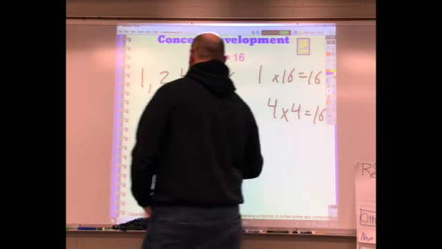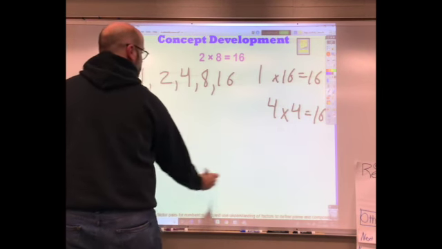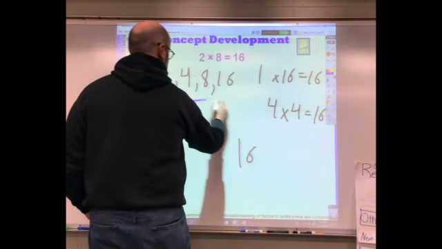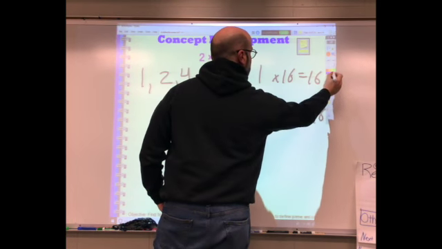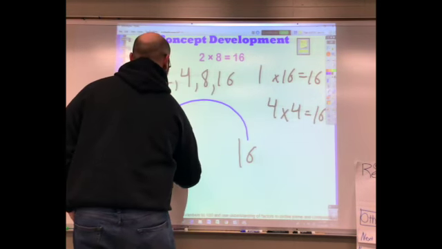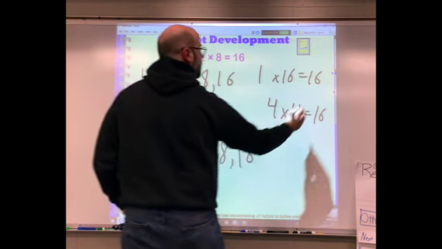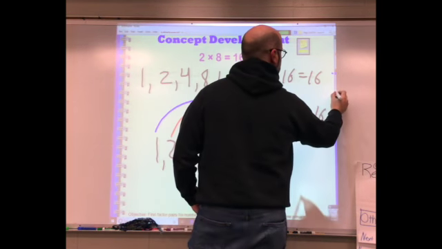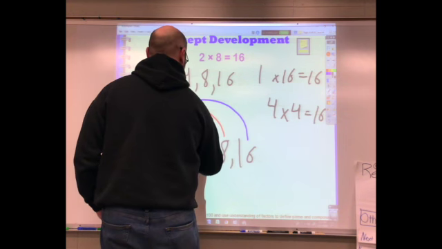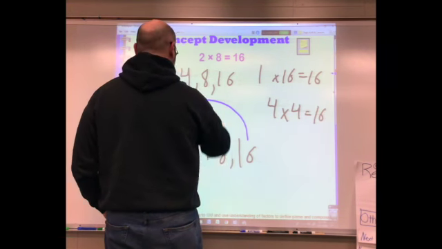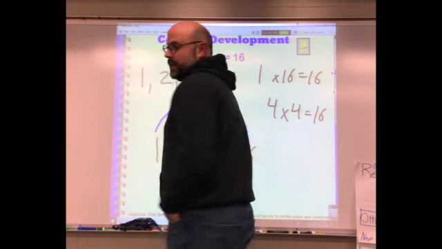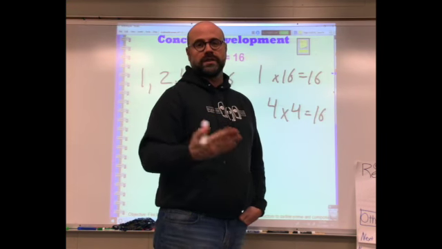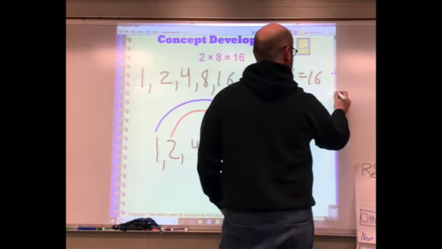One way I've always seen it, we can make a factor rainbow. 1, 16. 2 and 8. And 4. I guess 4 can't really connect to anything because you only have to put 4 one time. You're not putting 4 twice. 4 is the same numbers, but you get what I'm saying. Pretty rainbows, right?